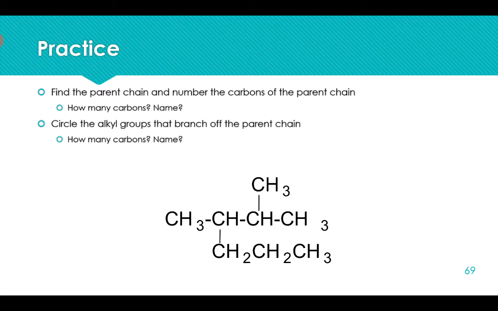In this practice problem, I want you to find the longest parent chain and how many carbons are in that, and attempt to name this compound. Go ahead and pause the video, and then unpause the video when you're ready to check your work.